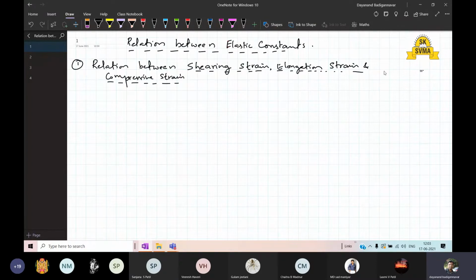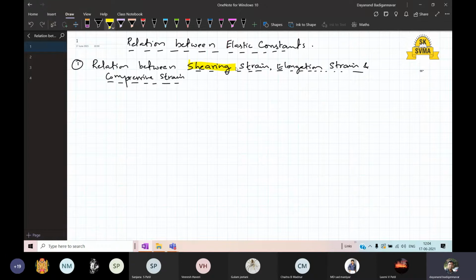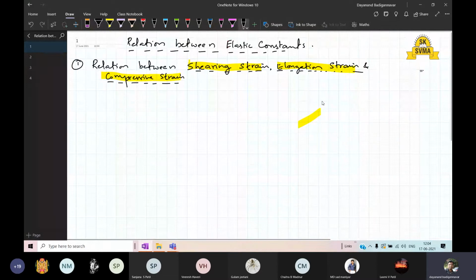Now here I have the shearing strain. You have learned about shearing strain and elongation strain. What is a shearing strain? You should know this before you start. First is the shearing strain, second is the elongation strain, and then the compressive strain. You have learned in the last class that there is a body in the form of a cube, like this.